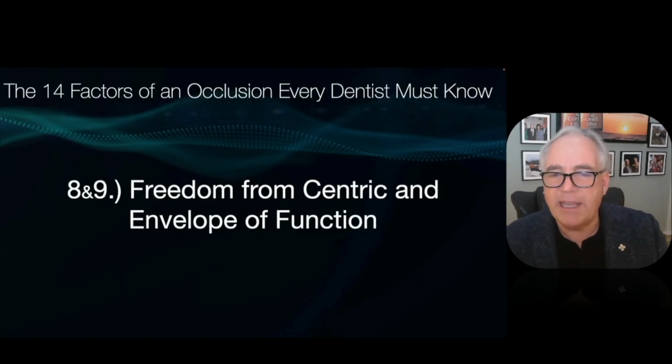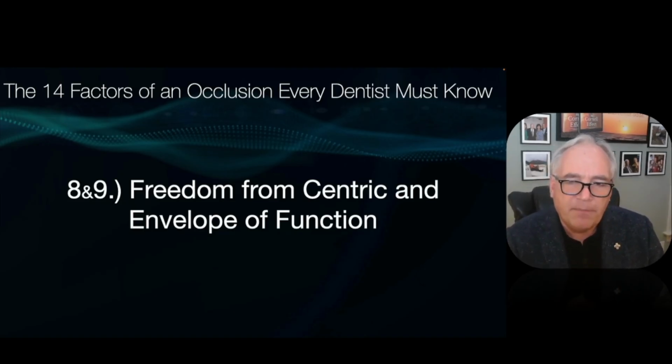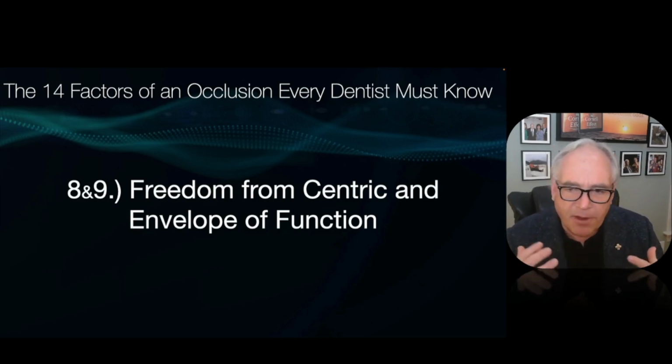All right, now let's really get into two things that go hand in hand, and that's why 8 and 9 are going to go together. But it is this concept of freedom from centric. Some use the old term long centric. It's kind of gone away, so I like freedom from centric better. And then this concept of envelope of function. And so let's look at envelope of function first, and then show you how freedom from centric plays into this.